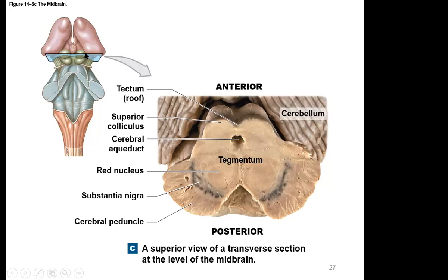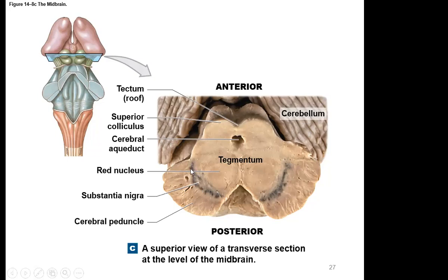Best way that I can always remember this is to remember eyes over ears. So eyes are superior to ears. The superior colliculi is for your visual reflexes and the inferior colliculi is for your auditory reflexes. Here you can see the substantia nigra. Obviously it's named because it is black.